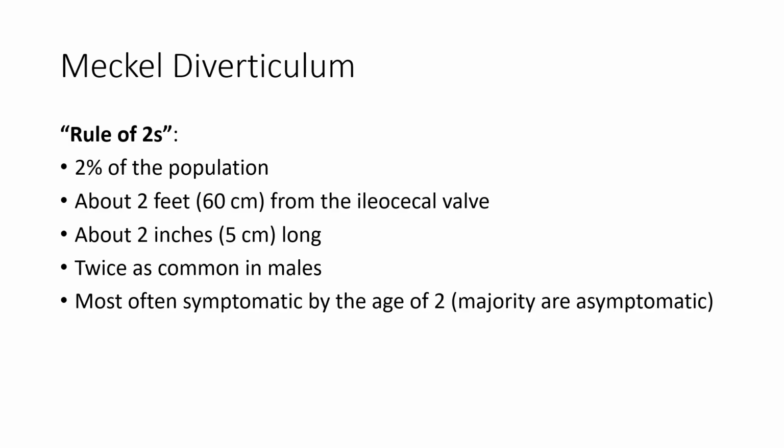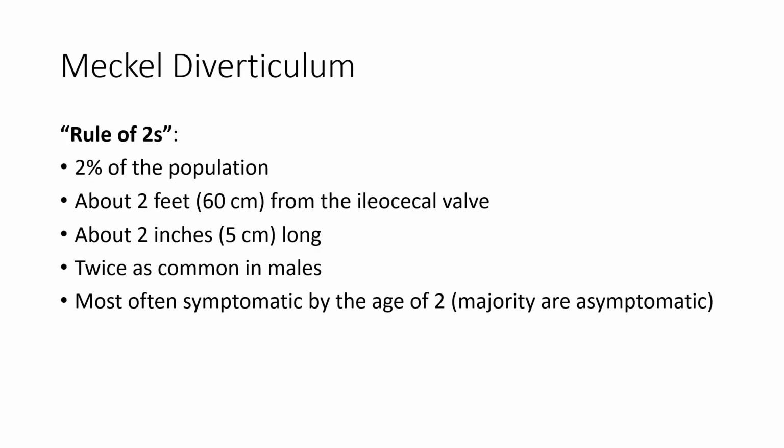The rule of twos has been associated with Meckel diverticulum. It occurs in around 2% of the population, is around 2 inches long or 5 centimeters, and 2 feet away from the ileocecal valve or 60 centimeters. It occurs twice as commonly in males and is most often symptomatic by the age of 2.